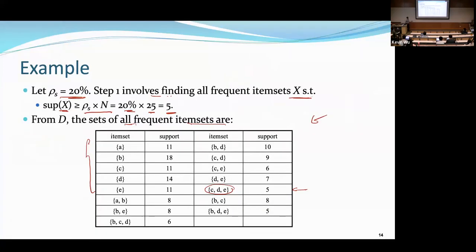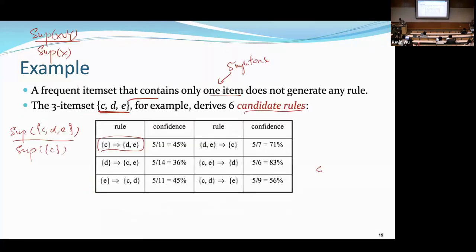So what is the support count of CD? Do we have it? Yes, we do. This is 5. Do we have the support count of C? Yes, we do, here. It's 11. And so by looking them up, we'll be able to determine that the confidence of this rule is 5/11, which is 45%. All right, and so on.